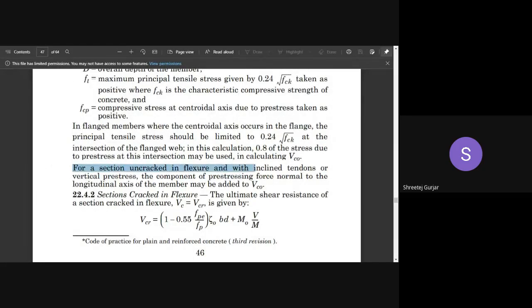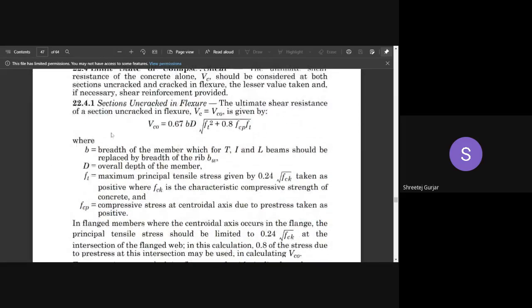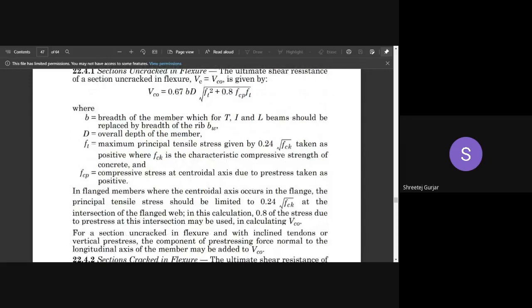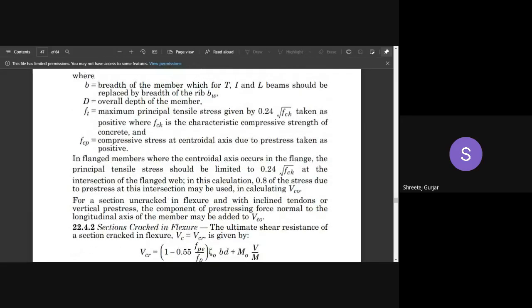For a section uncracked in flexure with inclined tendons, this is one important condition. In uncracked in flexure, if we have an inclined tendon, we have parabolic cables, inclined cables, and when that is the case, what will happen? We can resolve that inclined tendon force into horizontal and vertical components, PV and PH. I hope you recall we have done that previously. PH is in the horizontal direction, PV is in the vertical direction.